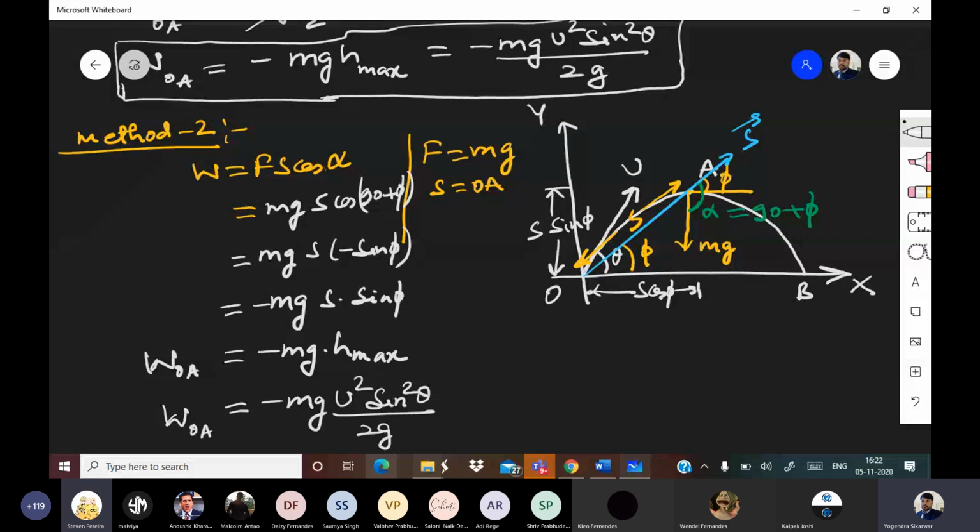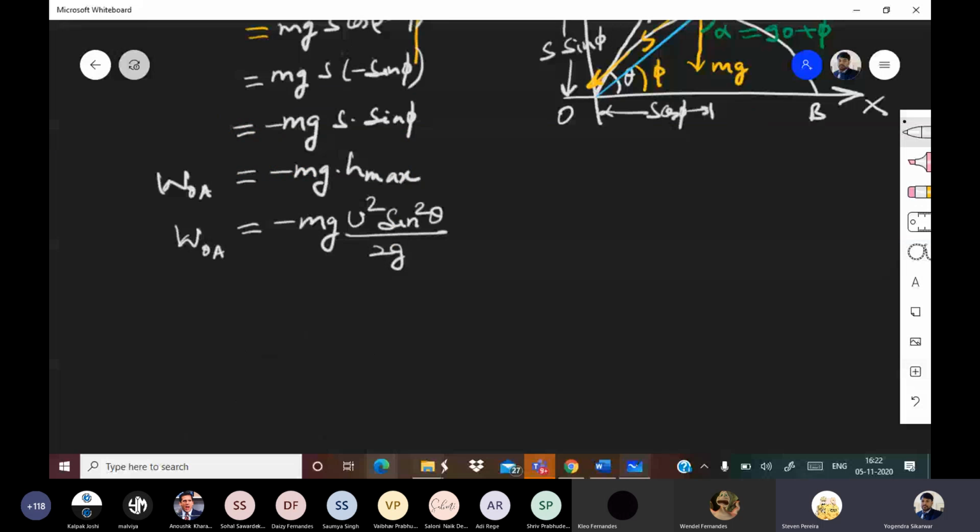Noted? We have to know the final equation only. Which final equation? W OA is equal to minus mg u square sine square theta by 2g. This is your final answer, but you need to know how we have got the answer also. Okay, sir. Understood, sir. Next is method 3.